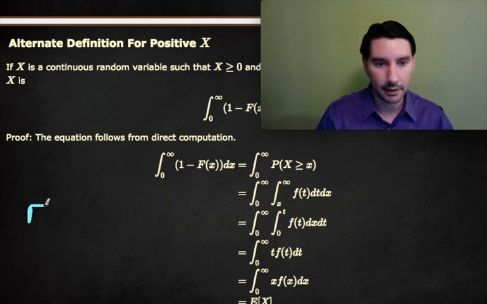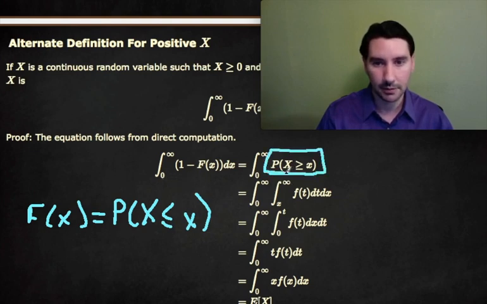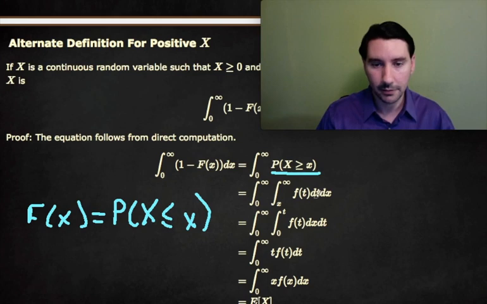So remember that F(x) is the probability that X, the random variable, is less than or equal to little x. So 1 minus that is the probability that X is bigger than x, or because it's continuous, you could write bigger than or equal to x. And this probability, by definition of a PDF, is the integral from x to infinity of f(t) dt. So we can just integrate f(t) over that interval, which is from x to infinity.